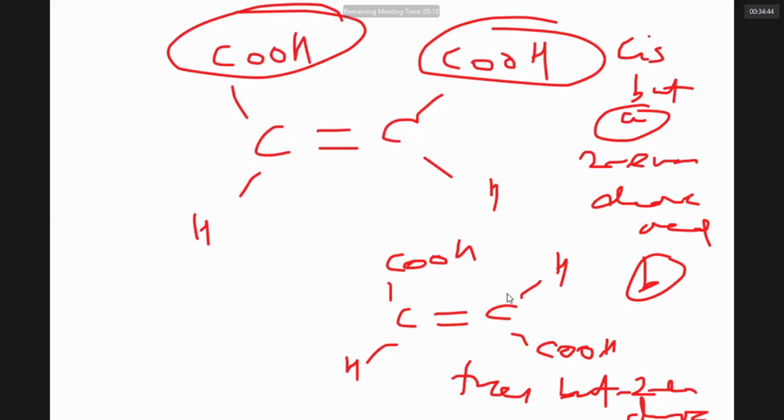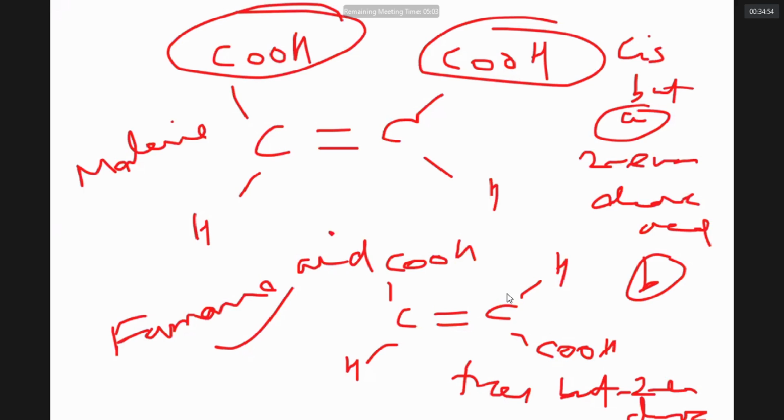Which is stable? B. B has a common name called fumaric acid. A is called maleic acid. These are common names. Fumaric acid is the trans isomer. Maleic acid is cis, less stable.